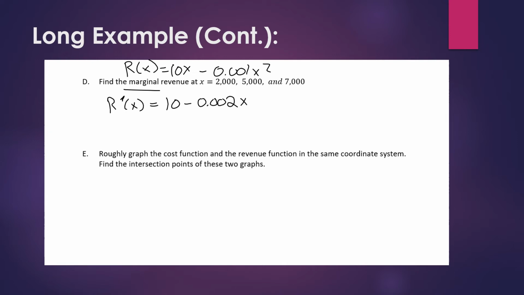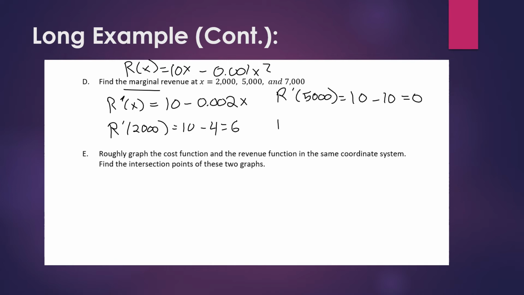And to find the marginal revenue at x equals 2,000, 5,000, and 7,000, all we have to do is plug in. So R prime of 2,000 is going to be 10 minus 0.002 times 2,000, which is 4. That gives me 6. R prime at 5,000, well, it's going to be 10 minus 10, which equals 0. And R prime at 7,000 is going to be 10 minus 14, which equals negative 4.